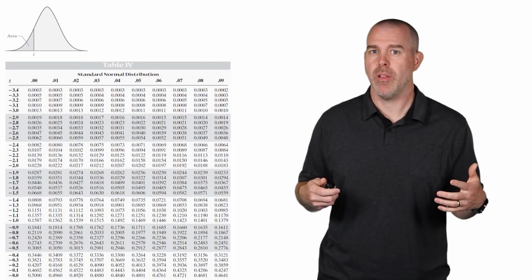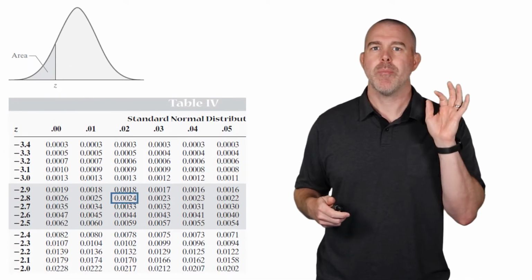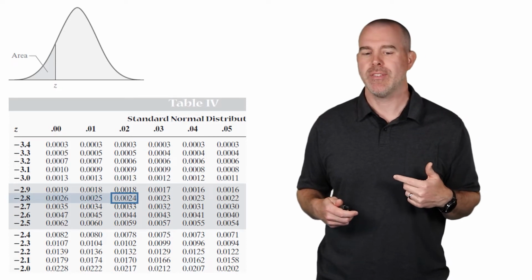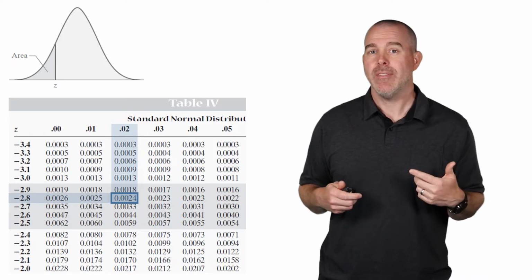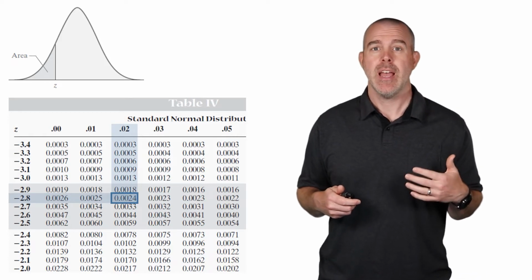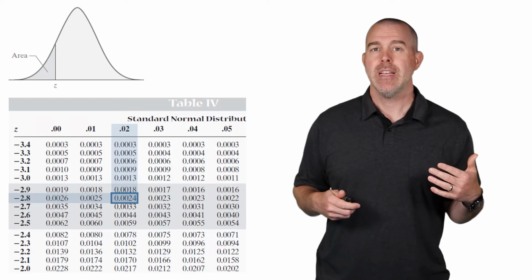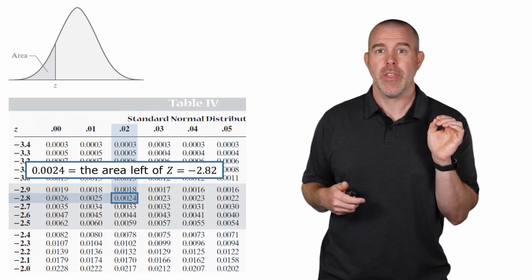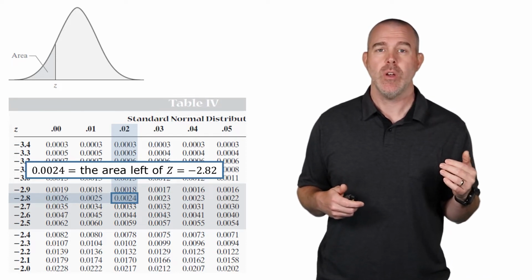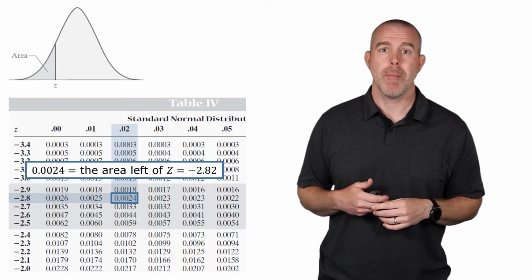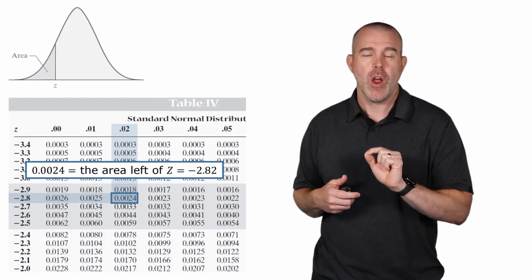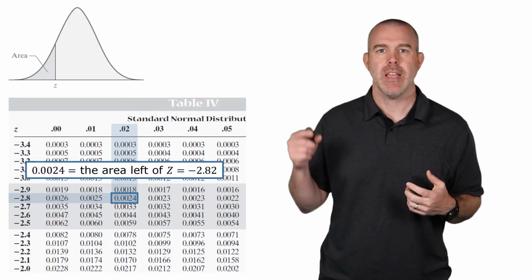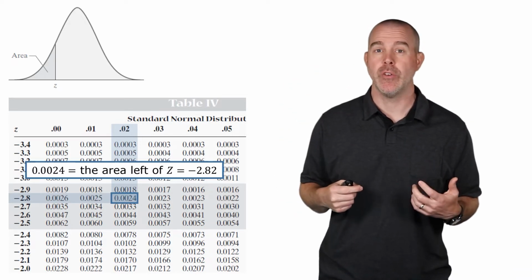How do we use this table then? Well, if we zoom in and look at a particular number, here's this 0.0024. If you track over to the left and then up to the right, there's a negative 2.8, so that's to the 10th place, and then there's a 0.02 to the 100th place. This means the probability of being to the left, or the area to the left of this on the curve, of negative 2.82 is 0.0024. So the number in the middle represents the area or the probability, and then the numbers along the left represent the 10th place, and the numbers along the top represent the 100th place.